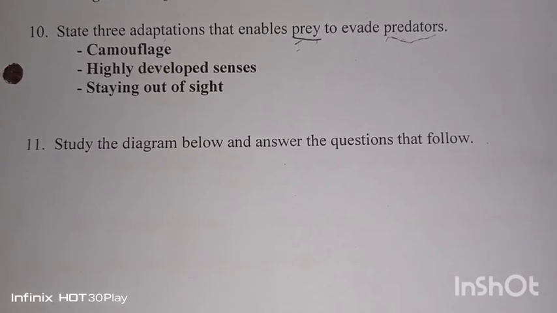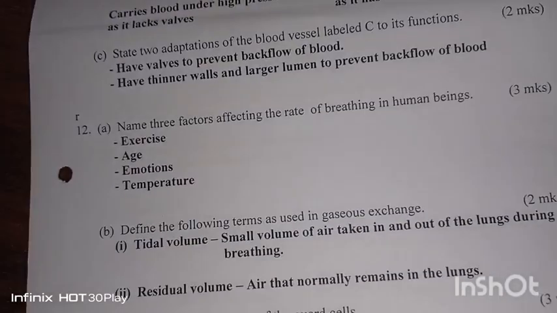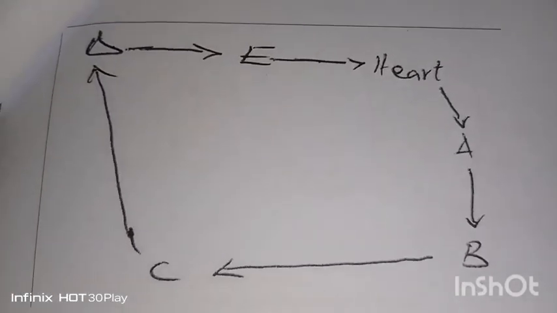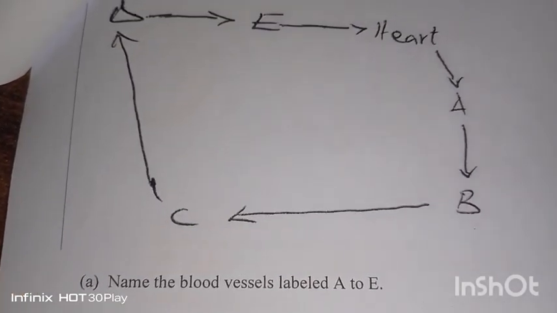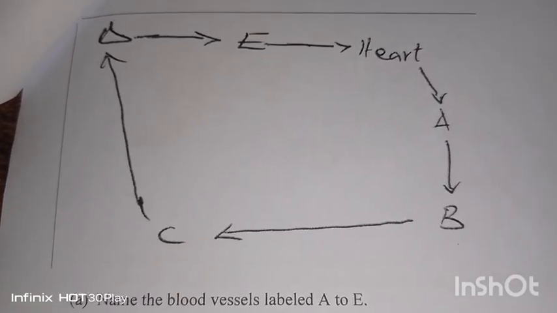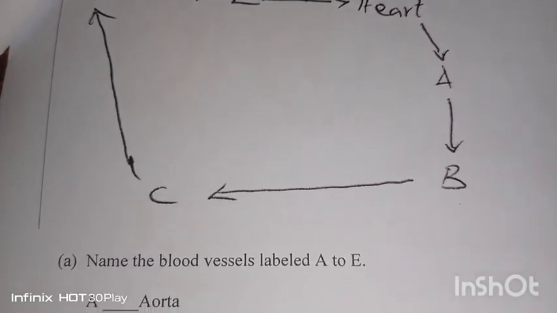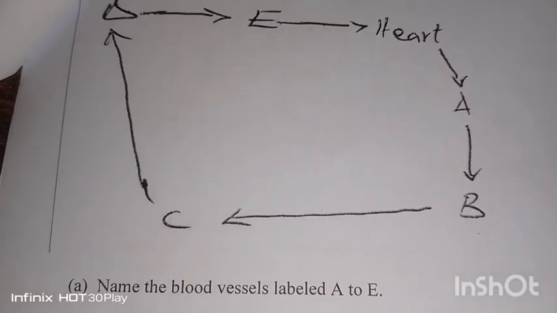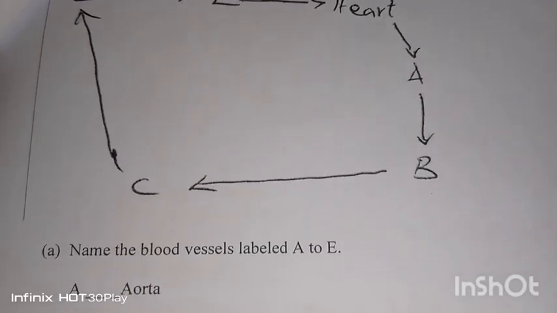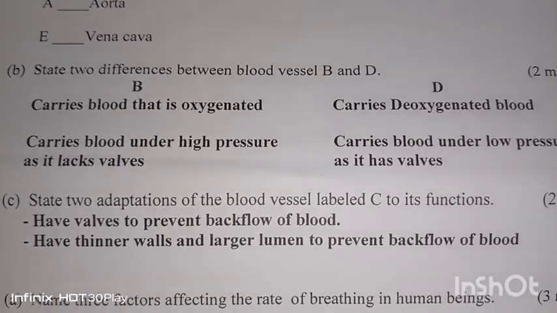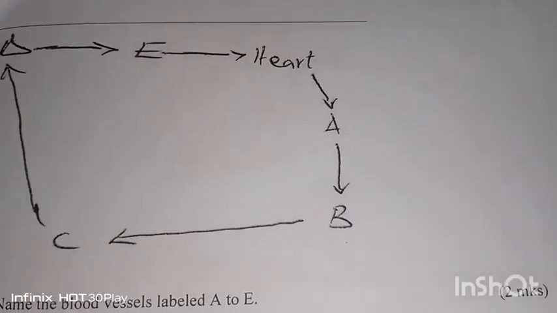Then the next question, study the diagram below and answer the questions that follow. Here is a diagram of the circulatory system, the heart, and then it has blood vessels, and then you are told to name the blood vessels labeled A and E. The blood vessel that takes blood away from the heart, that is A. That is our aorta. Then the blood vessel that brings blood to the heart, it's vena cava, and that's how you get vena cava and aorta.